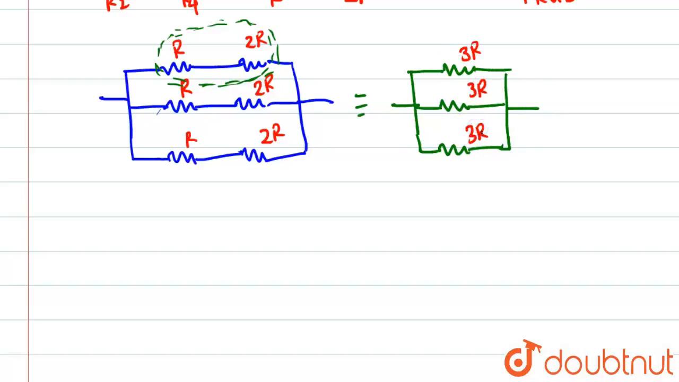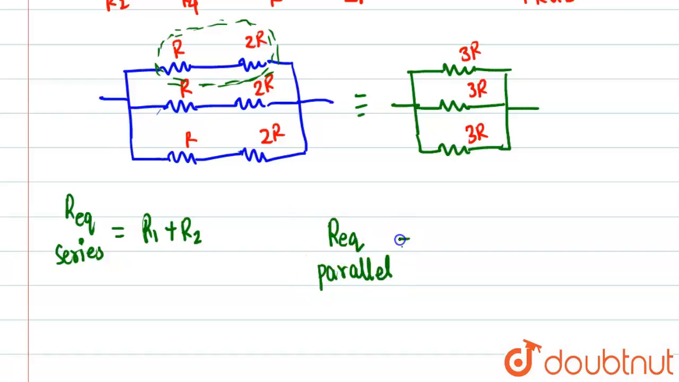Why 3R? Because for the series combination, R equivalent of series is given by R1 plus R2. So over here we did that only. And for parallel, we find 1 by R equivalent, which is equal to 1 by R1 plus 1 by R2 plus 1 by R3. This is the thing that we're going to follow over here also.